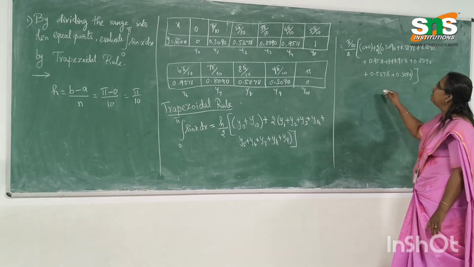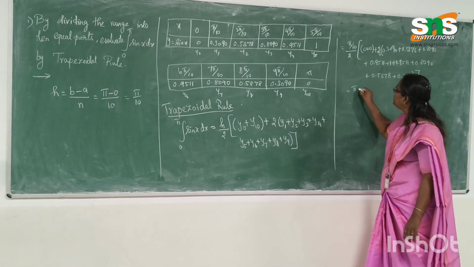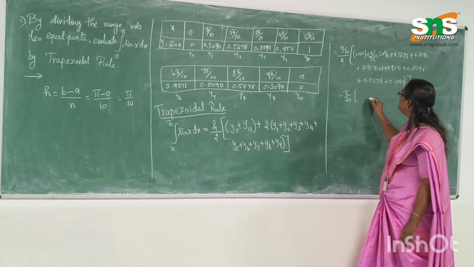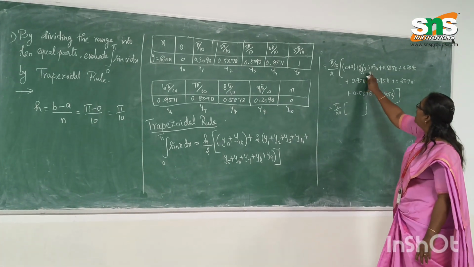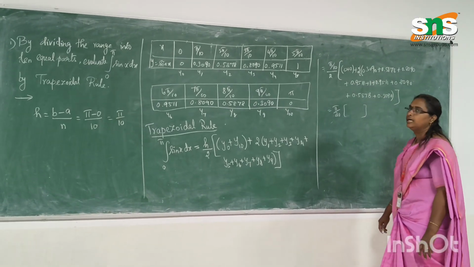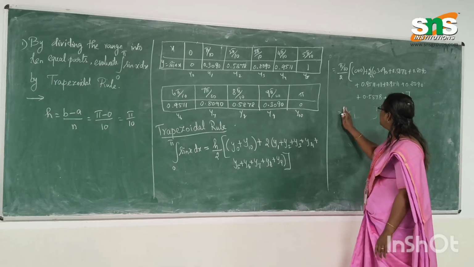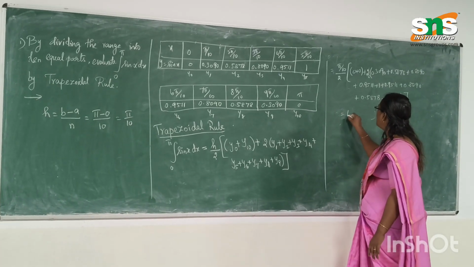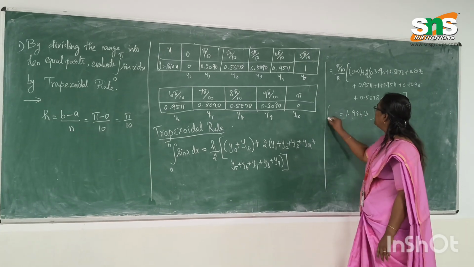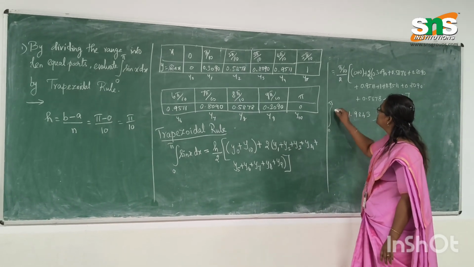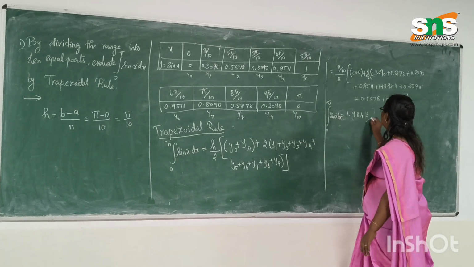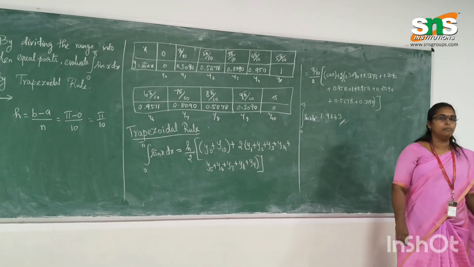Now we can add. Pi by 10 divided by 2 is pi by 20. In the bracket, add all the values and multiply by 2, and you will get the value 1.9843. So this is the value of the integral from 0 to pi of sin x dx. It is nearly the number 2. Thank you.